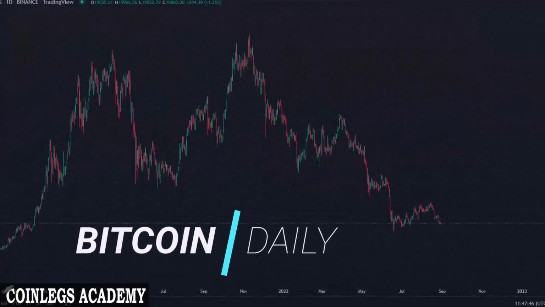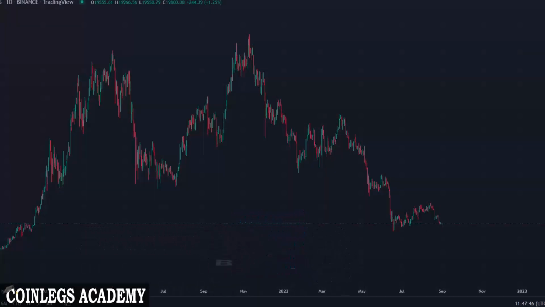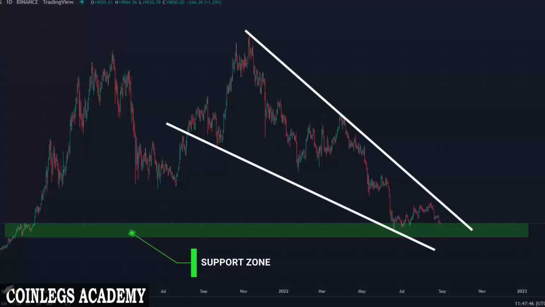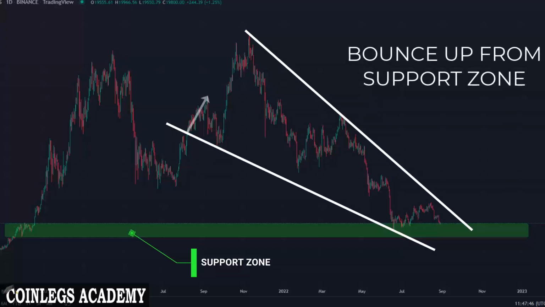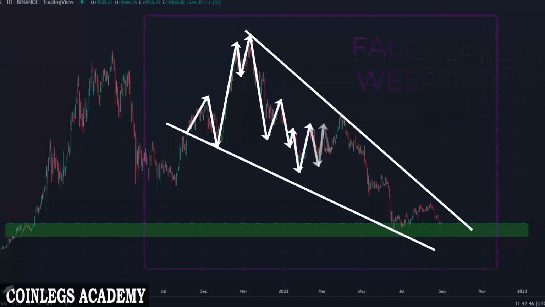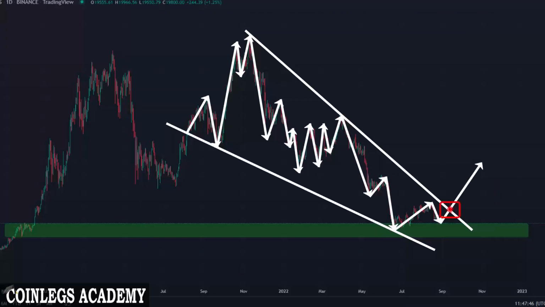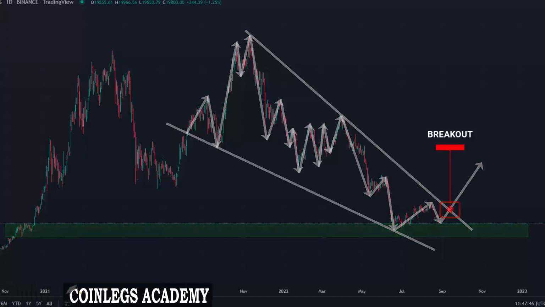If we look at the Bitcoin daily chart, we have a support zone in this region and we have a huge falling wedge pattern. As you may know, it is a possible scenario for the price to bounce up from the support zone. Also, due to the presence of the falling wedge pattern here, it is possible to obtain high gains with a possible breakout. The price gains strength from the support zone and it can indicate a wedge pattern breakout. This will give us a profitable trading opportunity.